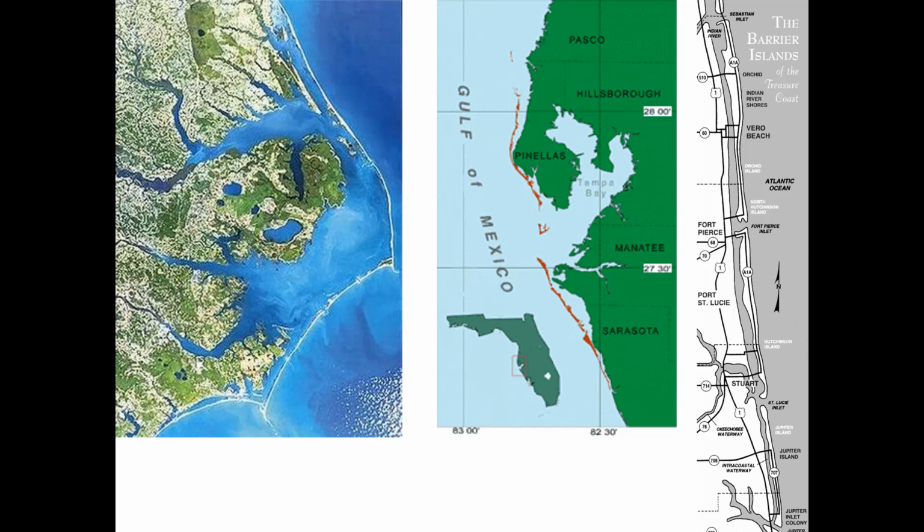Barrier islands are found all over the U.S., especially on the passive eastern margin. Some of the most famous are the Outer Banks of North Carolina, shown on the panel on the left. In Florida, barrier islands occur on both coasts. The west coast is shown around Tampa Bay in the middle panel, and the east coast as shown on the right panel.